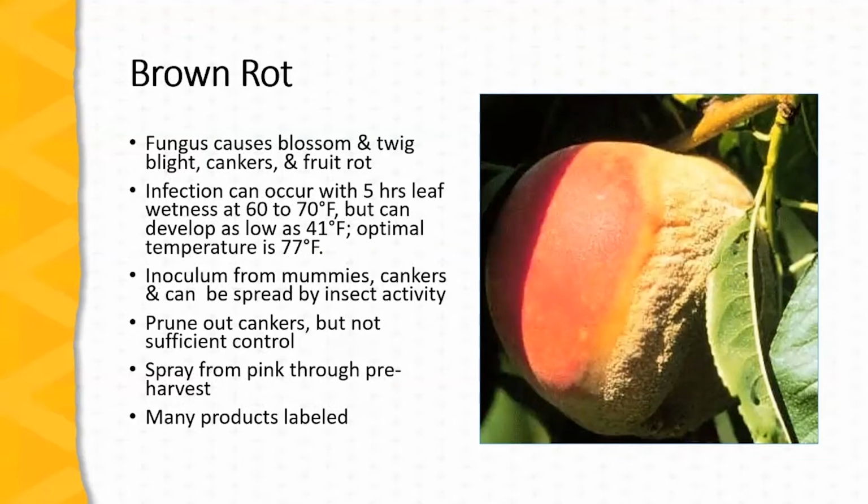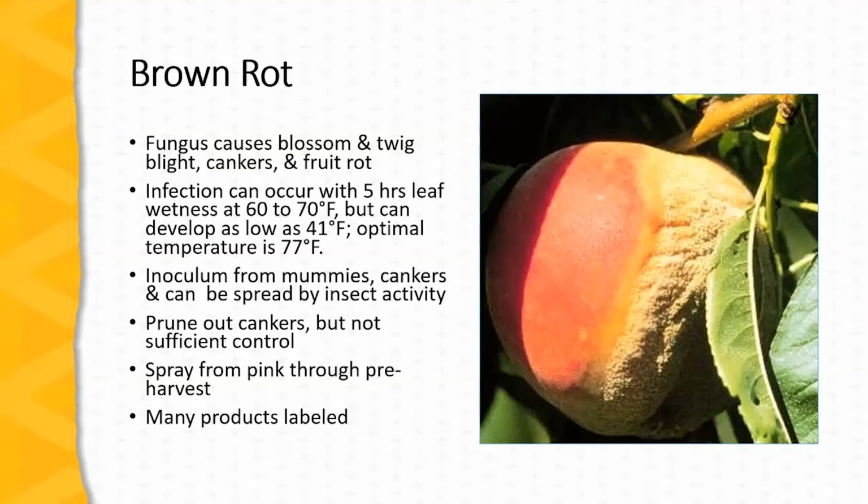Infections can occur within 5 hours of leaf wetness at 60 to 70 degrees F, but they can actually develop at low temperatures as low as 41 degrees Fahrenheit, but the optimal temperature for infections to take place is about 77 degrees. The disease overwinters on mummies and cankers, and then it can be spread from these overwintering sites by insect activity in the spring.